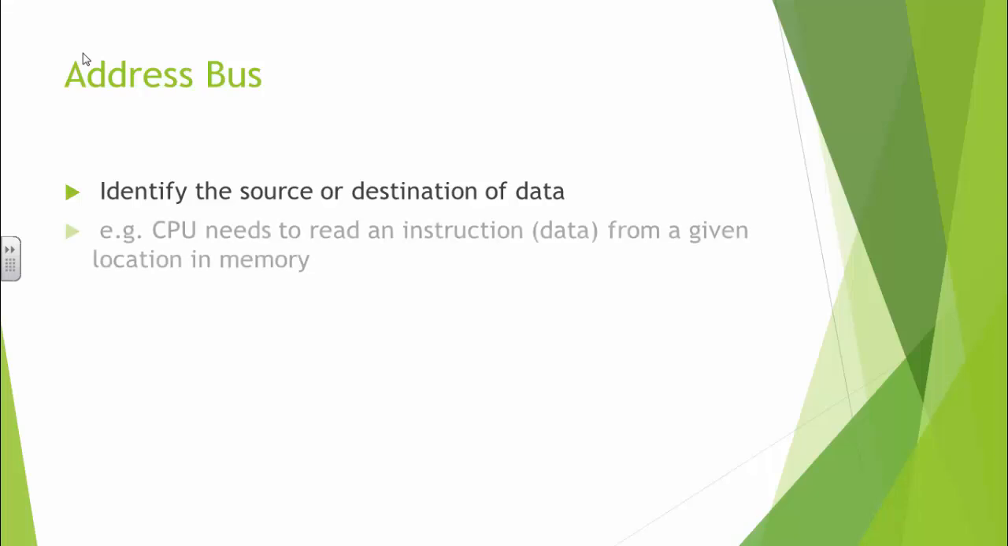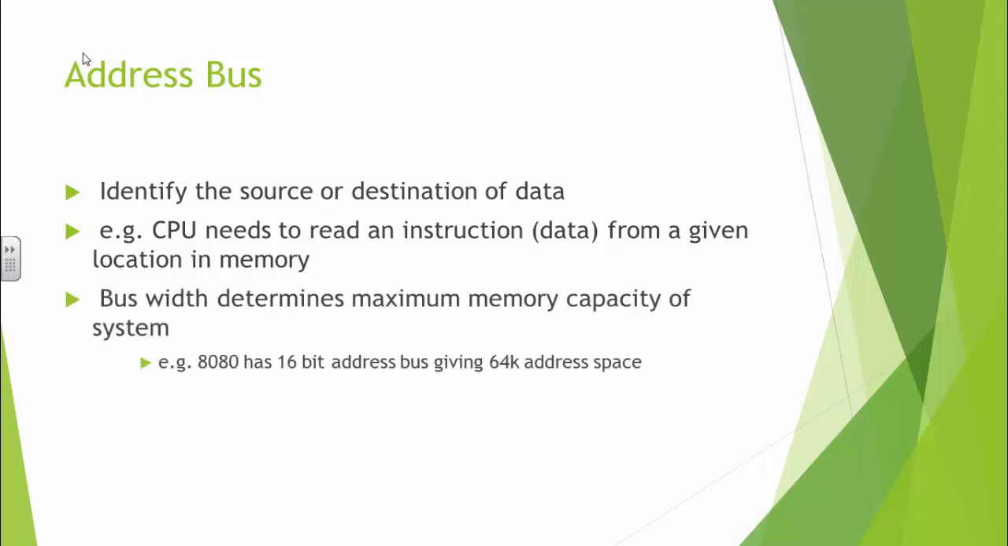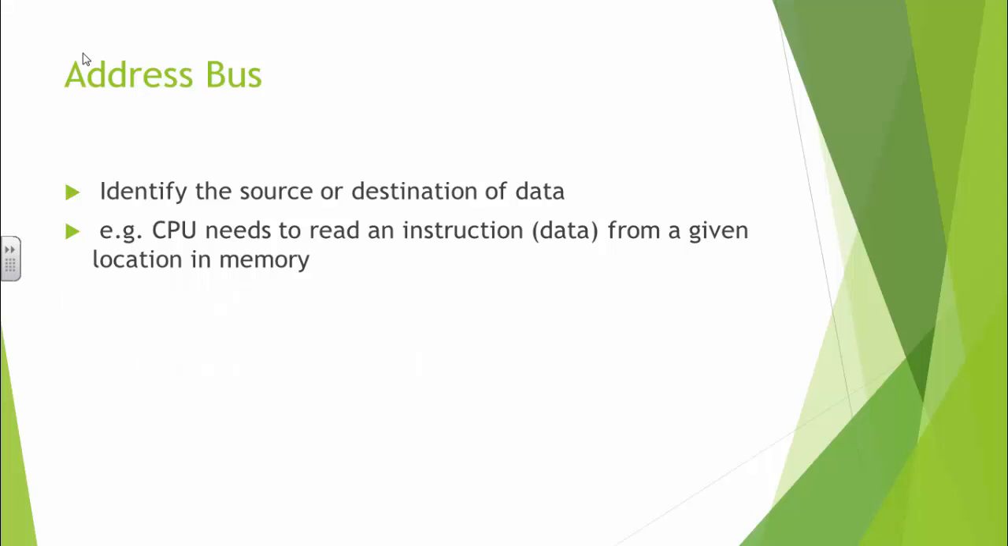The address bus doesn't exactly carry data. Rather, it identifies the source or destination of data. So it's sending a destination, an address. For example, a CPU might need to get information, data, from a given location in memory, in RAM. And so the CPU sends that data location to the RAM, and the RAM knows to release that data back to the CPU from that location.